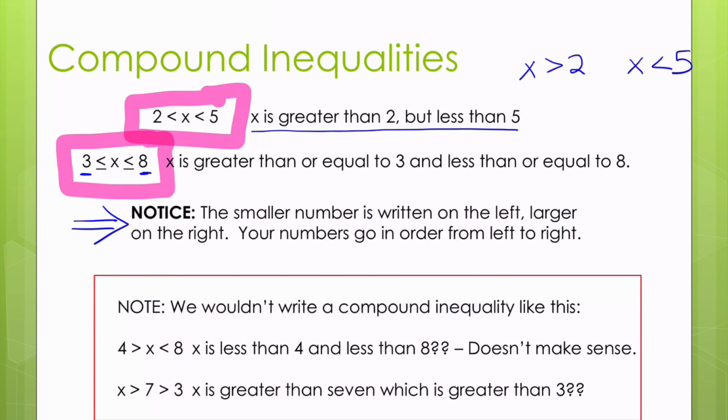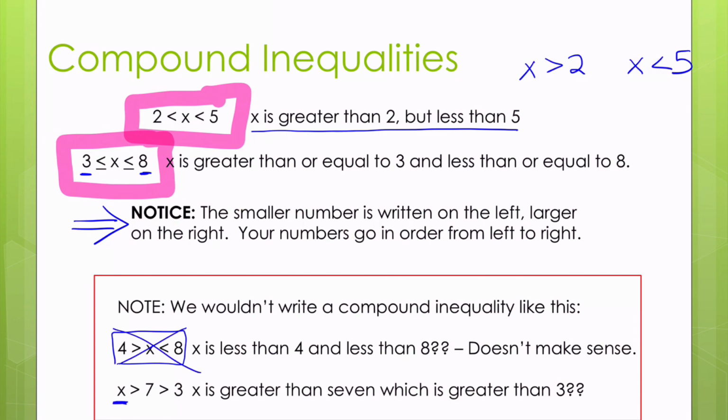We wouldn't write a compound inequality like these. So notice this one right here. It's a little bit strange. This one, we couldn't say x is less than 4 and less than 8. That's going to show us that why wouldn't we have just said that x is less than 8? So we wouldn't need to write that. We don't want to write it like that.